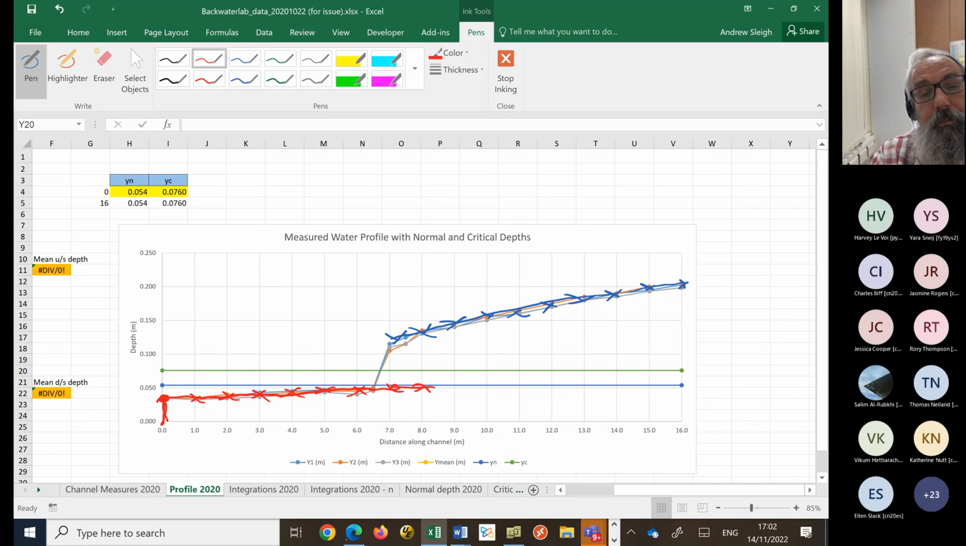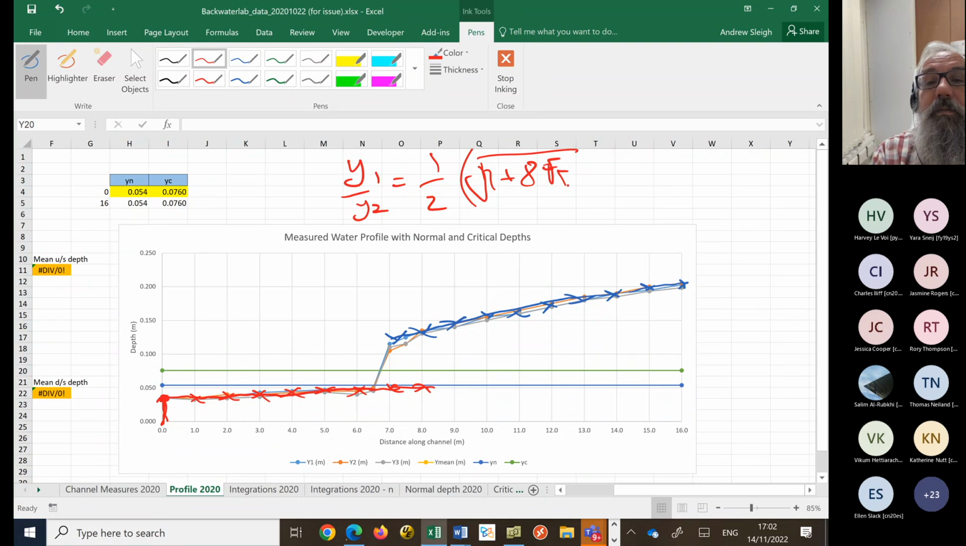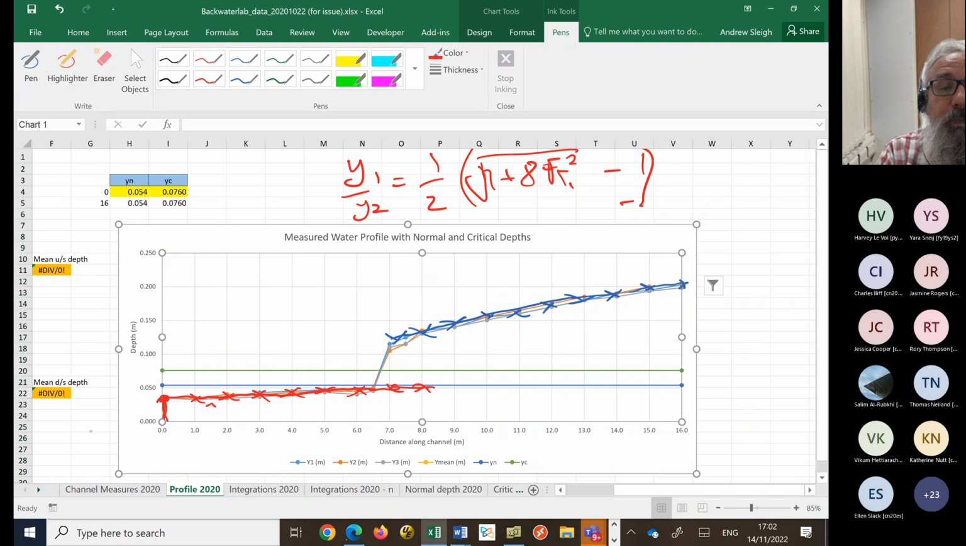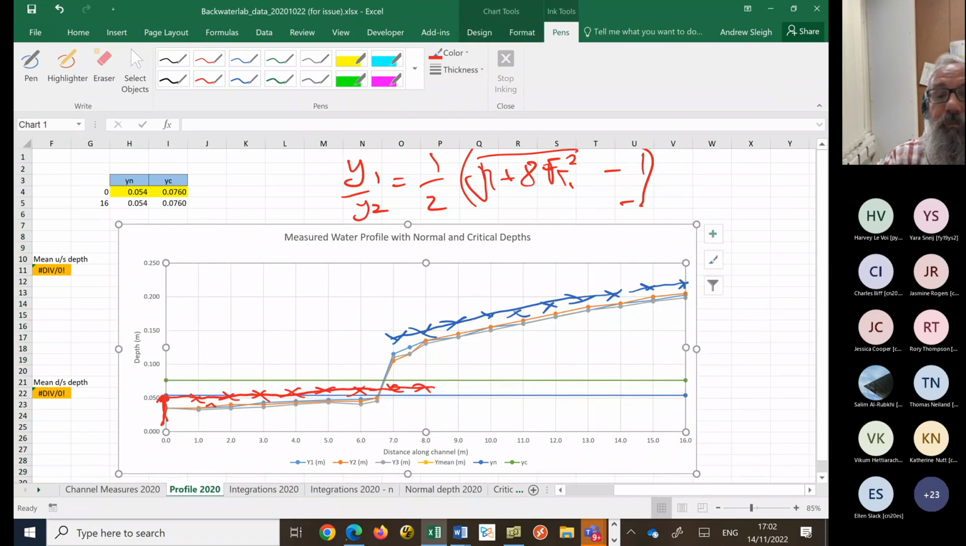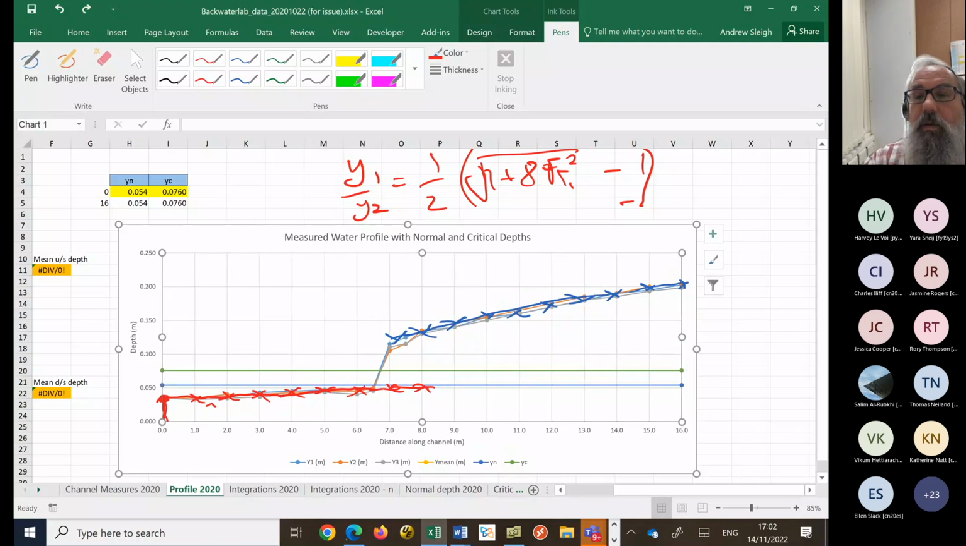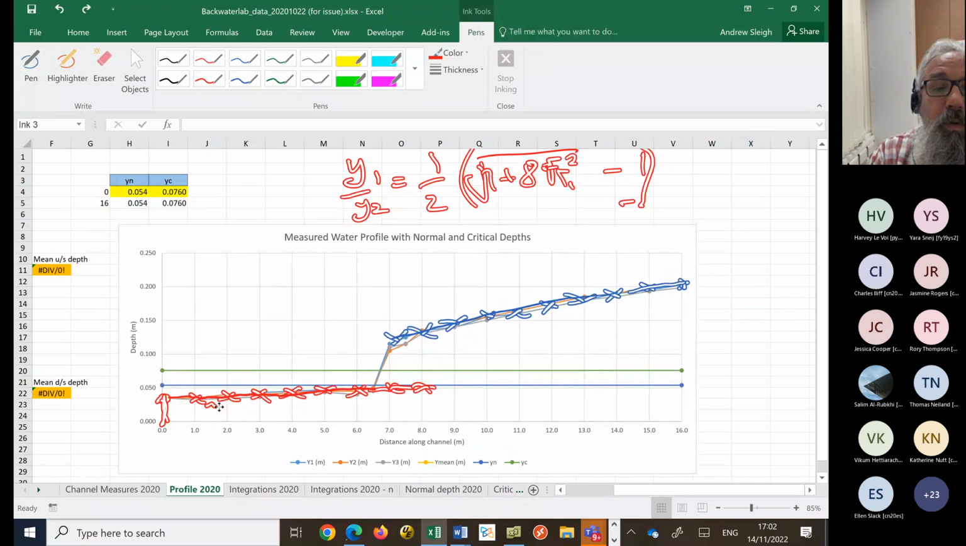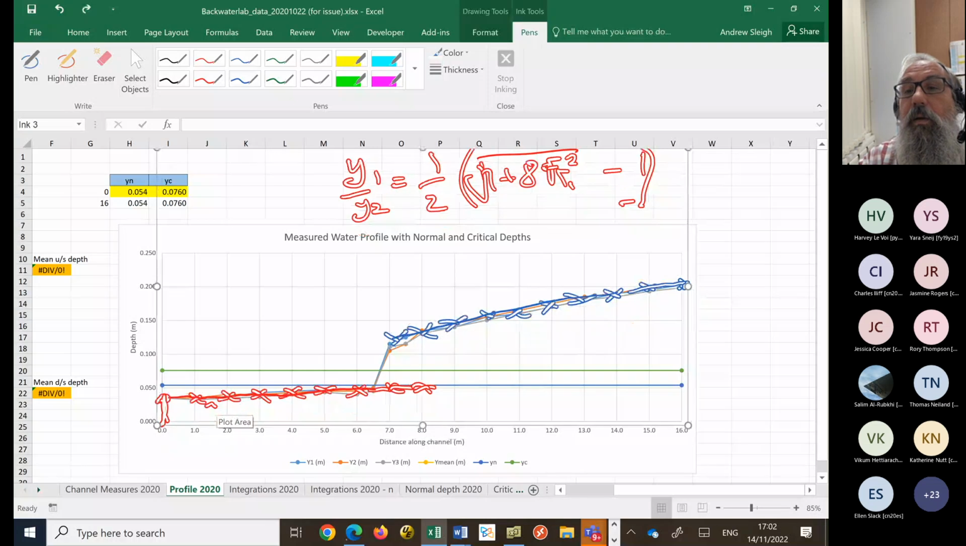The conjugate depth line is using y2 over y1 equals a half, square root of 1 plus 8 Fr1 squared, minus 1. Is that right? Okay. So if this is your y1, this is y1. Oh, it's not letting me draw on the graph now. Okay.